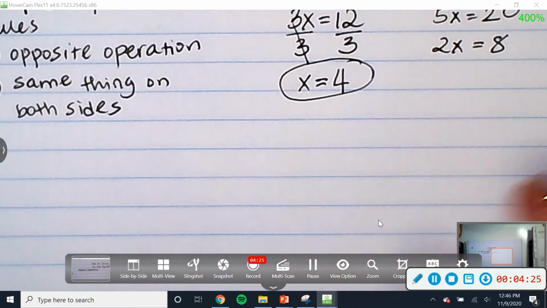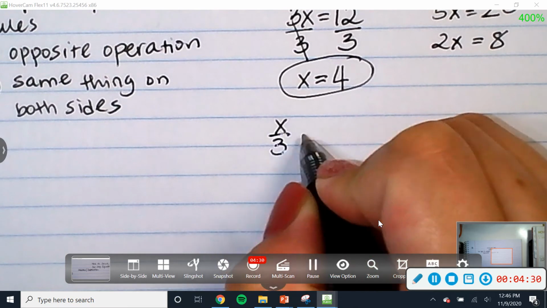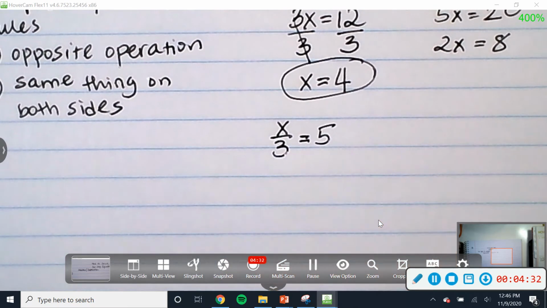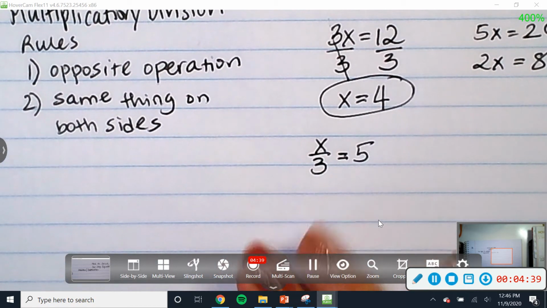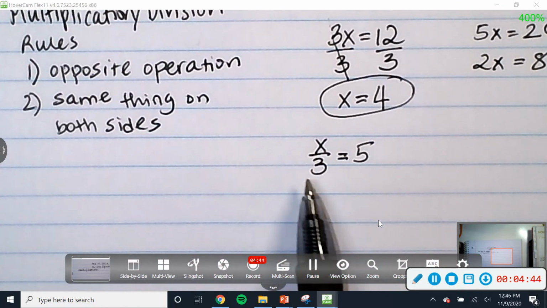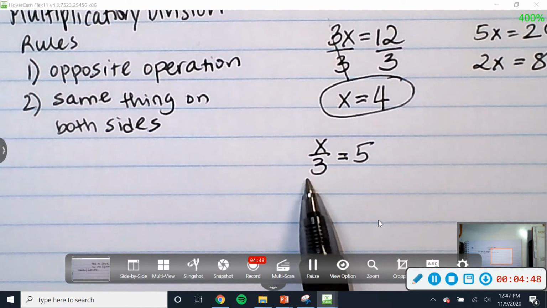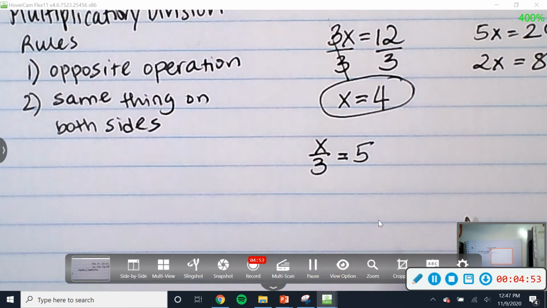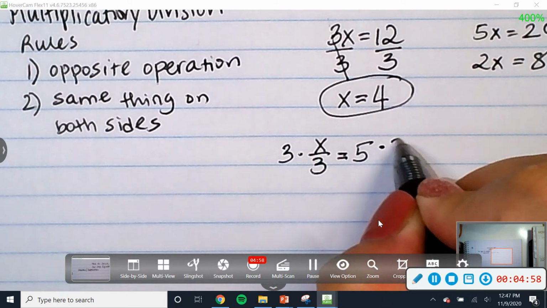The second type of problem we'll see is something like this, where it will kind of look like a fraction. x over 3 equals 5. Again, we want to remember our rules up here. We want to do the opposite operation. When we have a problem written like this, what it's saying is we have x divided by 3. So the opposite of our division would be to multiply on both sides. I'm going to multiply 3 on both sides.